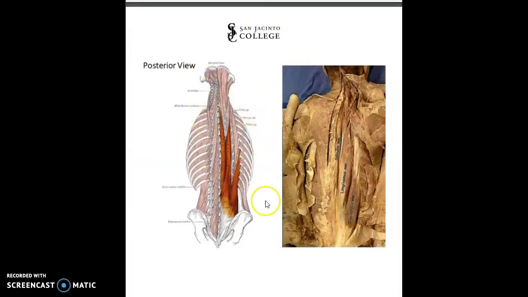Remember, for the back muscles, the deeper layer is going to be three muscles. Spinalis is the medial one, longissimus is the middle one, and the iliocostalis is the outer one.